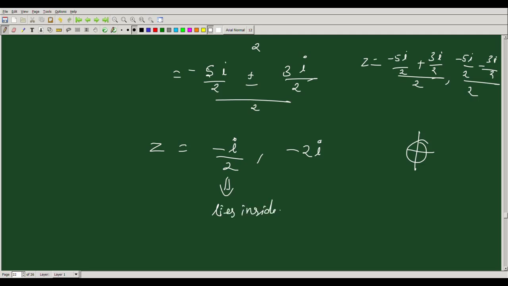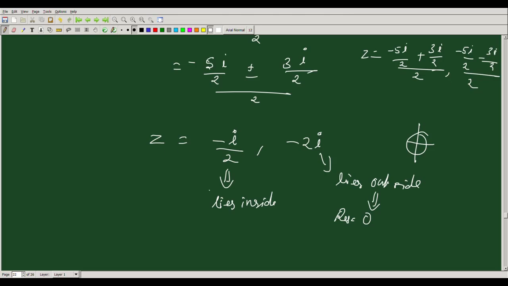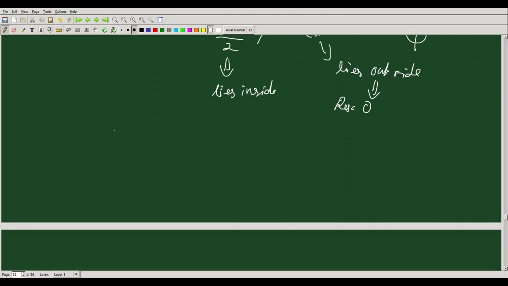The other is above 1, that is above the unit circle, so it lies outside. Once it lies outside, no need to calculate the residue. The residue there is 0. So need not calculate that residue. Now you have to calculate the residue for this one. So how to calculate the residue at z equal to minus i by 2?